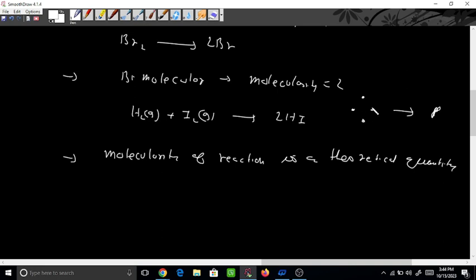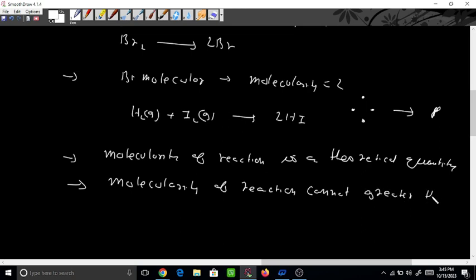There is very less possibility that all the four collide. Say it is A, B, C. It can't form products like A, B, B, C, C, A; that will be a complex reaction, not a single step reaction. So that's why the molecularity of a reaction cannot be more than 3. This you need to remember. Molecularity of reaction cannot be greater than 3.